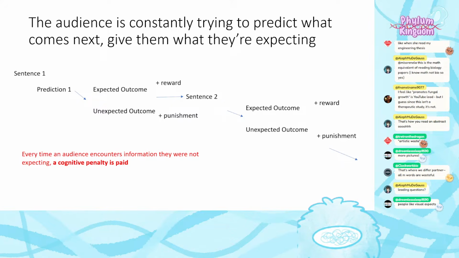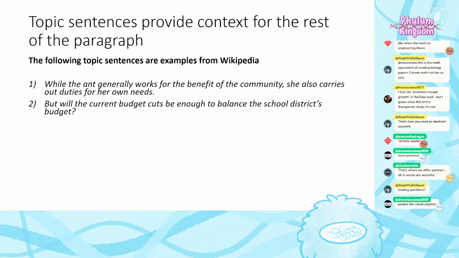So every single sentence, when people say the writing needs to flow, this is kind of the cognitive aspect they're referring to: every single sentence is followed by a prediction that the reader is making about the general form of the following sentence. So, "But will the current budget cuts be enough to balance the school district's budget?" Your brain is expecting something else about the school budget, right? Whereas if the next sentence is about the weather, there's going to be cognitive friction, right? It is not going to be a smooth transition. Your reader is going to feel annoyed. Their mental faculties are going to be taxed just that bit more.